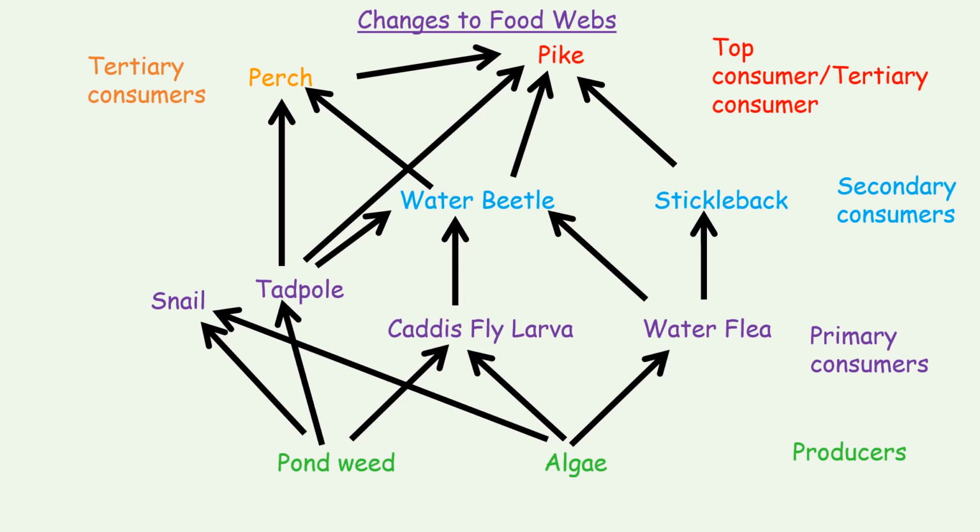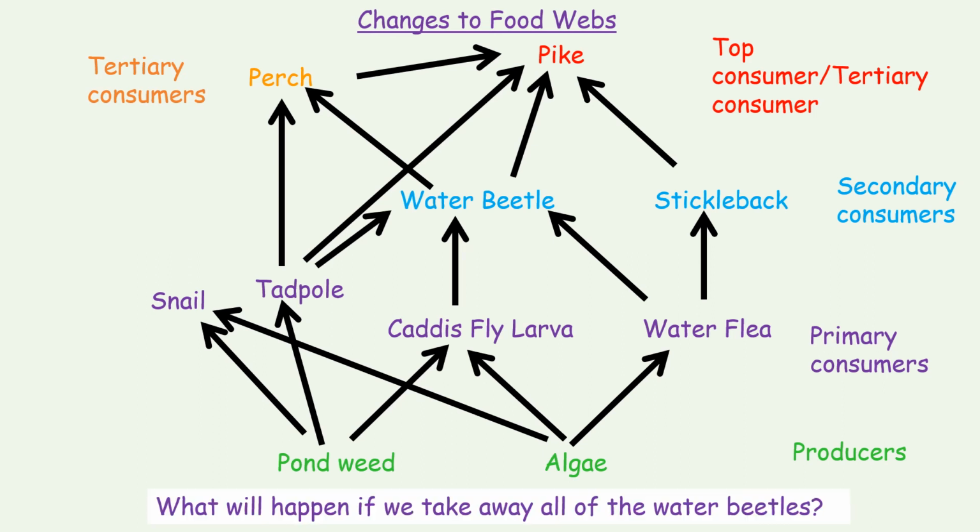So what do you think would happen if we removed the water beetles? Pause the video and write down what you think would happen before we go over the answers. So let's remove the water beetle. So the answer is that the perch and the pike would decrease, most likely because they've lost a food source.